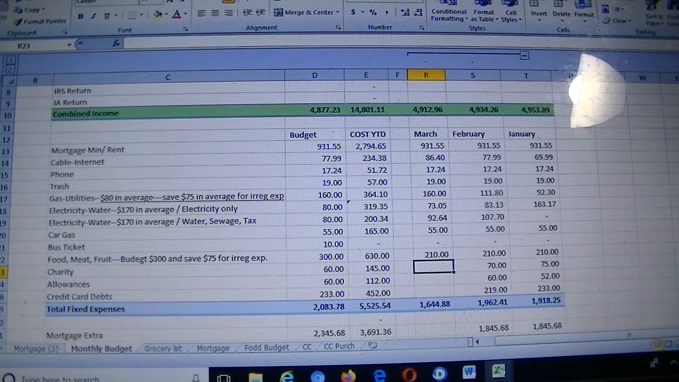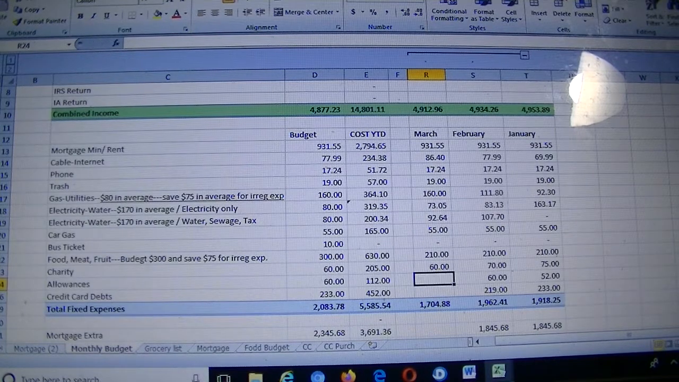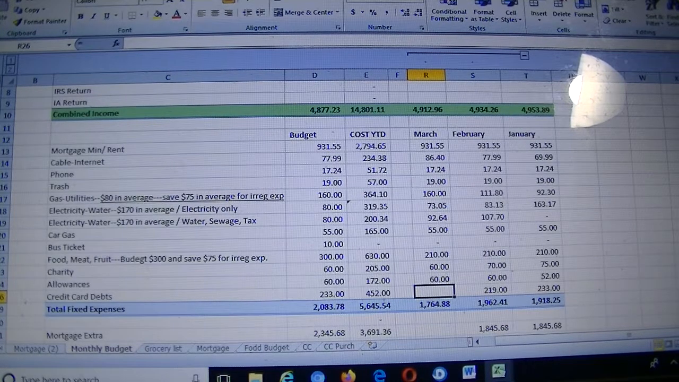So for charities, I'm just going to put CC here, and that's an estimate, it might go up. Allowances is going to be $30 that I'll take for my allowance, and my husband will take $30 out. It's just our pocket cash for things that we want that we don't need to tell the other person before we spend it. So that's 30 for us.